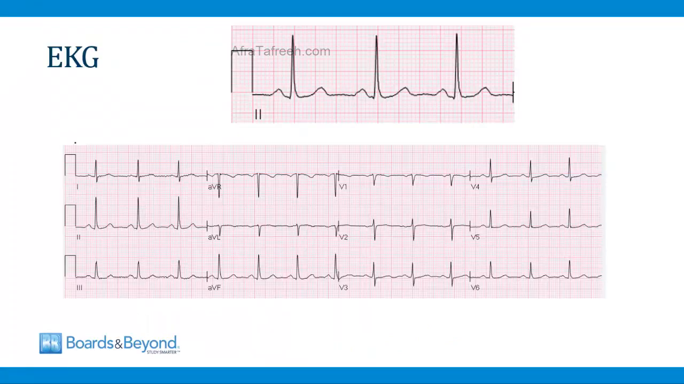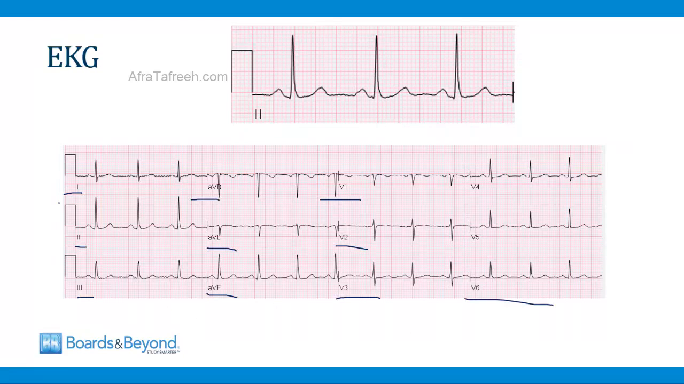Shown on the screen is a normal 12-lead EKG, and it's called a 12-lead EKG because there are 12 leads on the image. If you look on the left-hand side of the image, the first three leads are called 1, 2, and 3. The next three are AVR, AVL, and AVF, and then the final six leads are V1, V2, V3, all the way through to V6.